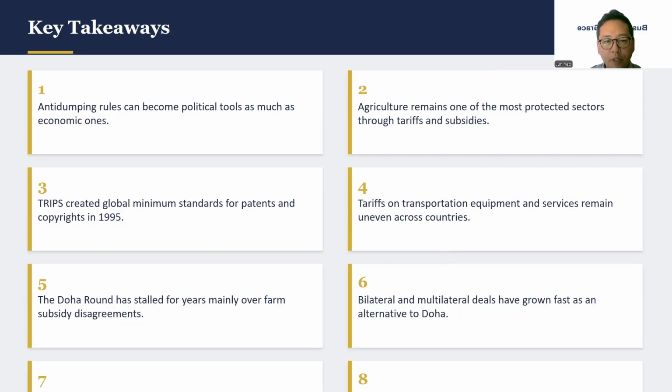If you remember only one idea from today, remember this. Trade policy is always a balance between the broad, spread out gains of open markets and the concentrated, very real costs felt by specific industries and workers. Every topic we covered today, from anti-dumping to Brexit, is really just one more version of the same underlying balance.